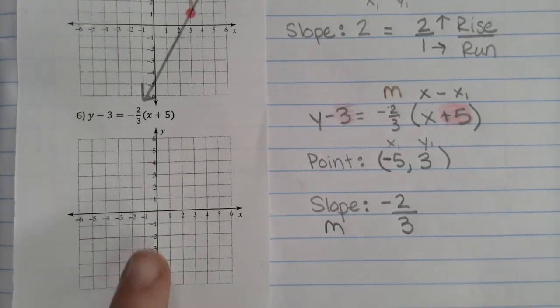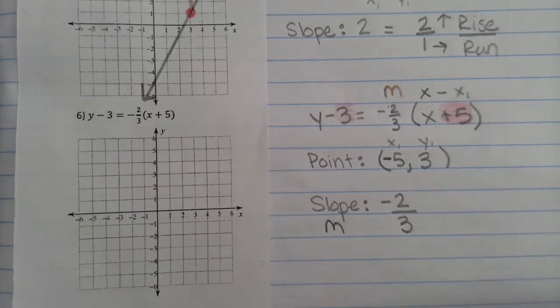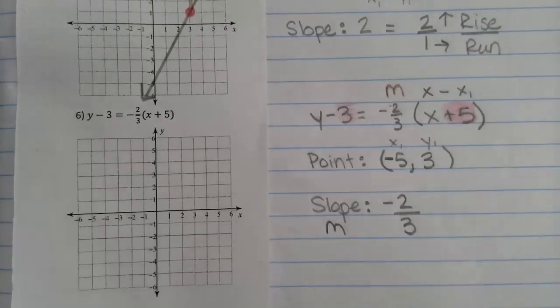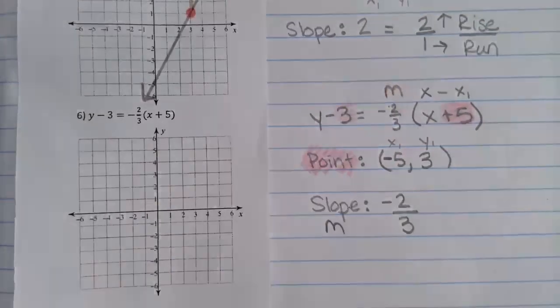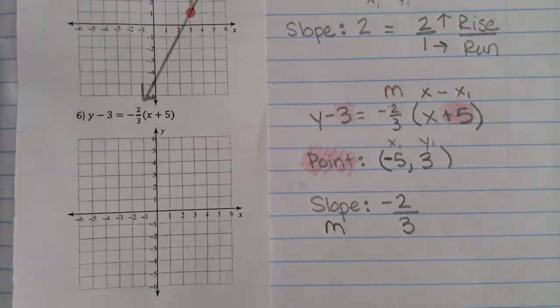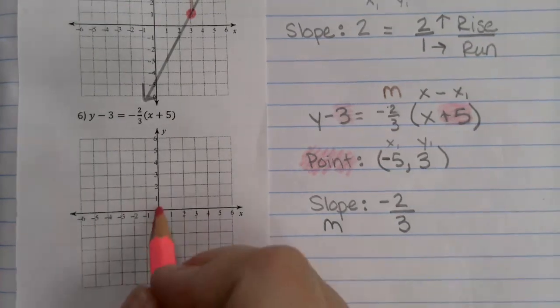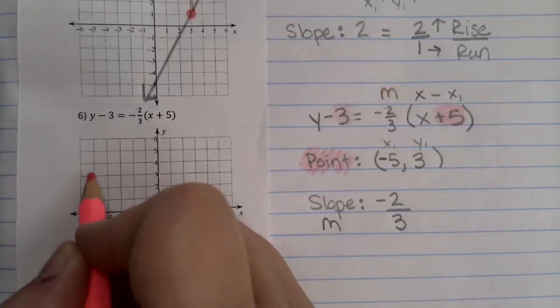Alright, when we put this on the graph, are we going to start with our movement or start with a point? Point. So we always start with a point. So for negative 5, 3, Q was giving us our instructions. Left how many? Left 5, up 3.